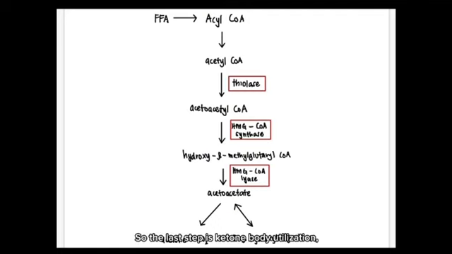The last step is ketone body utilization, in which ketone bodies have the potential to function as a substitute fuel source, especially for the brain and other tissues. The brain eventually switches from using only glucose to using ketone bodies during chronic famine, which lessens the need for gluconeogenesis to produce glucose.